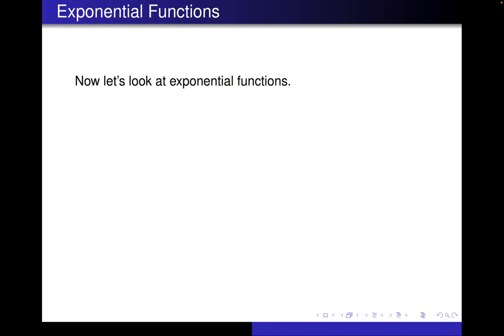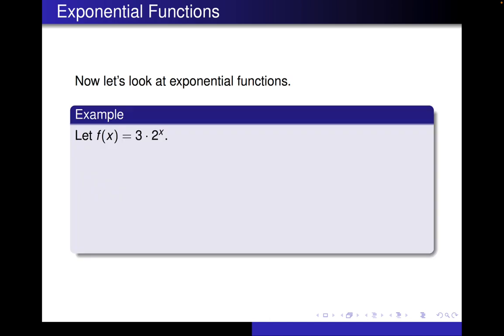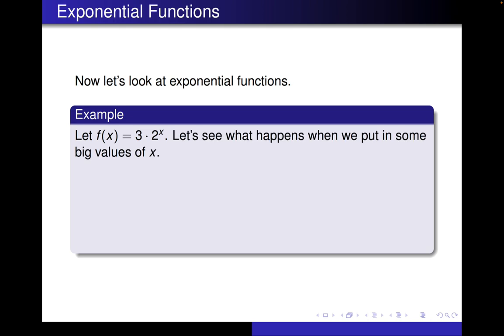All right, so now that we've gotten our feet wet working with end behavior of functions that we're a little bit more familiar with, let's see if we can apply this to exponential functions. So our first exponential function is f of x equals 3 times 2 to the x. So let's see what happens when we put in some big values of x. If we have x equals 1,000, say, we have f of x equals 3 times 2 to the 1,000, which equals, yeah, that's a big number.